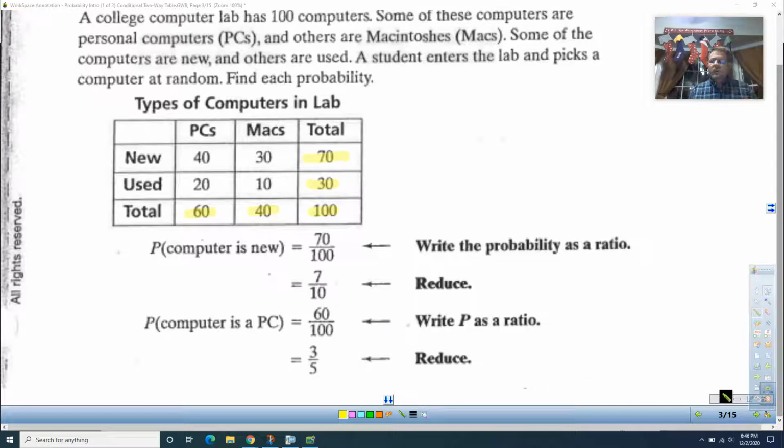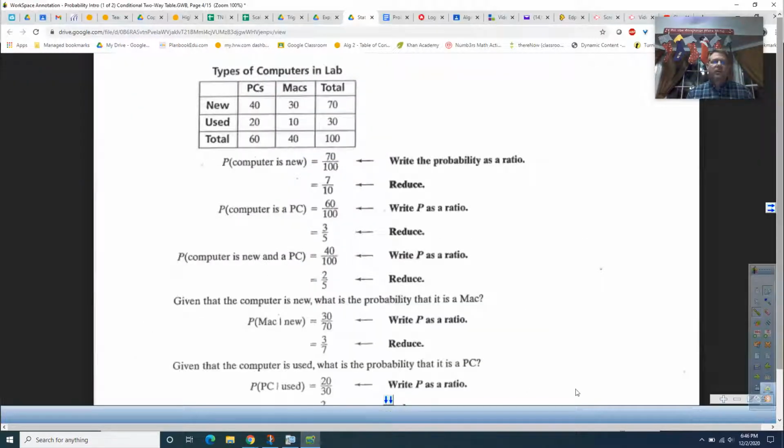Those were both like picking any computer out of the entire lab. What if we said, I already know that I'm going to use a PC. What's the chance I get a new one? Well, that's going to change your denominator. Let's continue to look at some more scenarios.